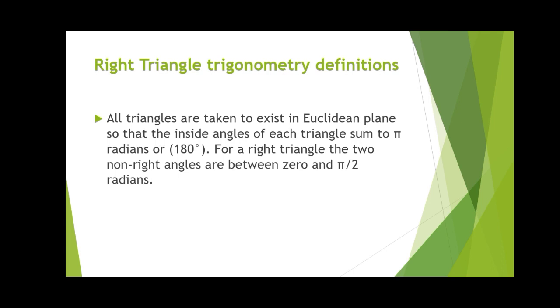The right triangle trigonometry definition. All triangles are taken to exist in the Euclidean plane, so that the inside angles of each triangle sum to pi radians or 180 degrees. For a right triangle, the two non-right angles are between 0 and pi over 2 radians.